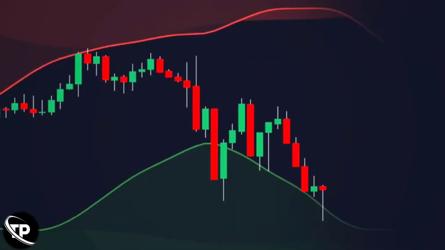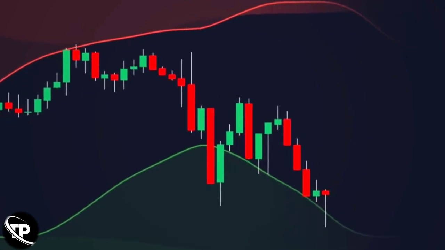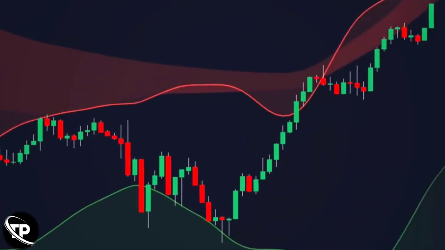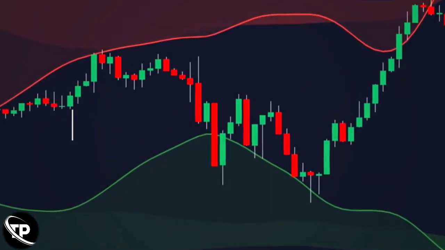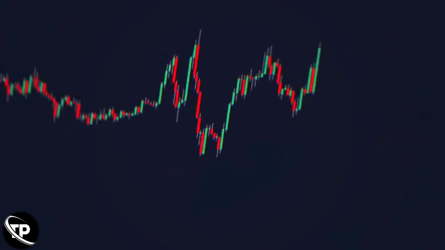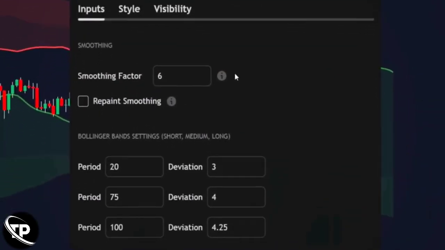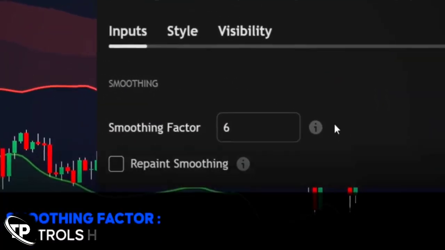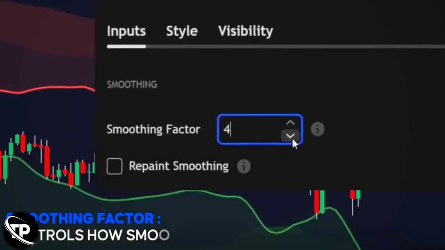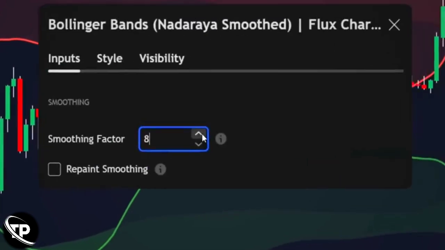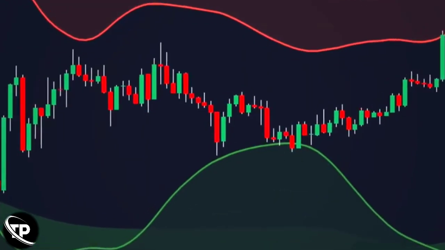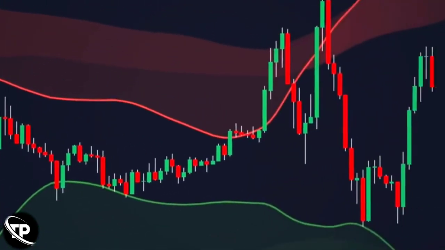Now you might think this smoother curve is just for aesthetics, but the real advantage kicks in when you start using it to track volatility, especially during consolidations or trend transitions. But first, you need to know how to actually set it up. When you load the indicator, you'll see a few settings. The most important one is the smoothing factor. This setting controls how smooth the bands appear. If you set it lower, the bands follow price more closely, but they'll also react more to small movements. If you raise it, the bands smooth out even more, but they might start to lag a little. It's a balance. You're choosing how much noise you want to see versus how sensitive the bands are.